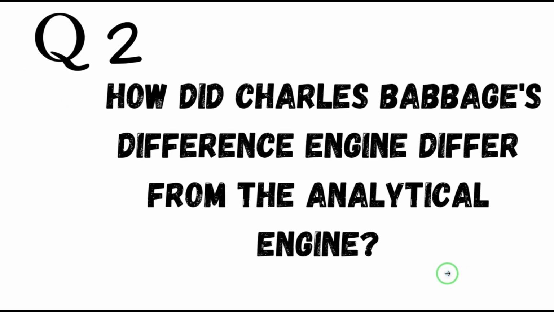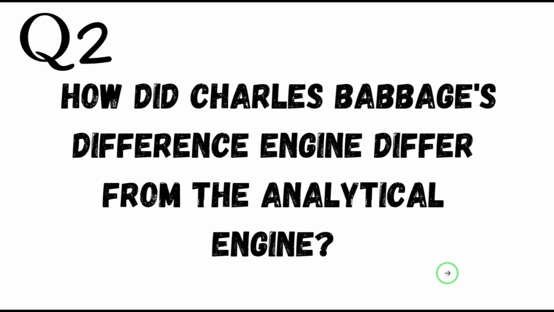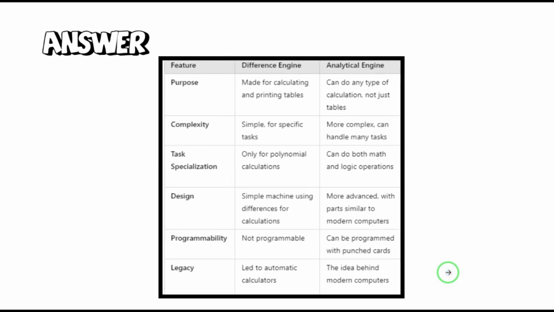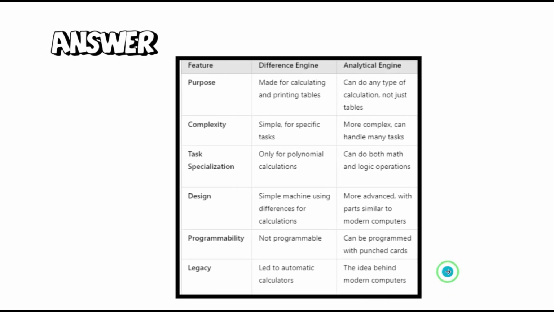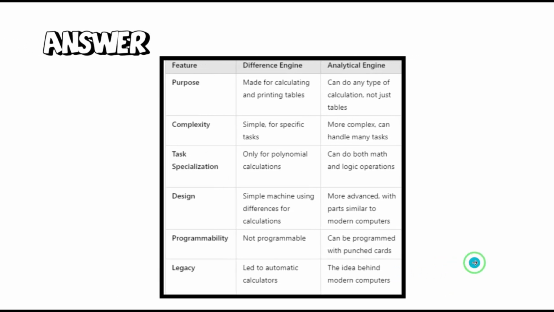Question number 2. How did Charles Babbage's difference engine differ from the analytical engine? Let's move to the answer. This is the table. You can take a screenshot of it. There are many headings. You can write only 3 headings.